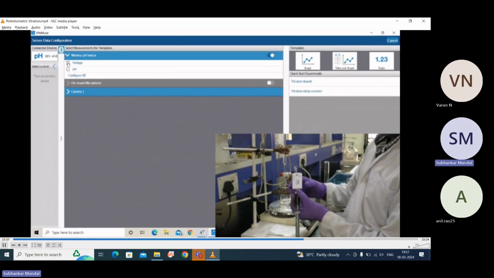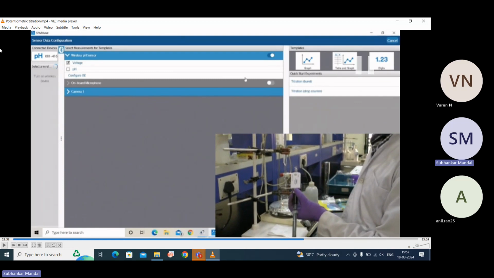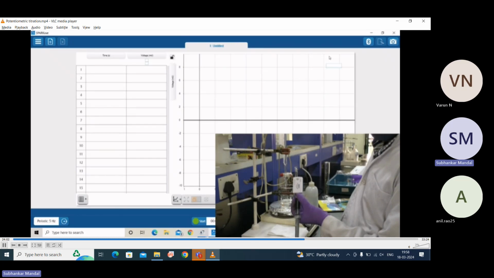Okay, now in this case you can choose whether you want to measure the pH or the voltage. So with one electrode you can do all these things. You can measure the pH as well as the voltage.